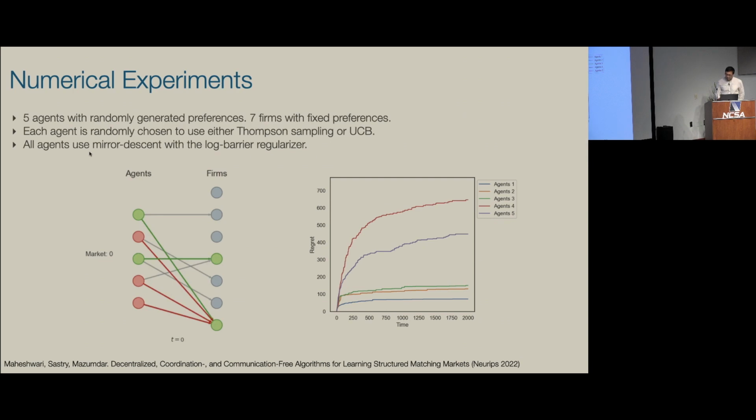And they're either going to use Thompson sampling or UCB randomly. You see that they really quickly learn to play the stable match, which is the one highlighted in blue and behind the green arrows. And on the right, we see the regret of our algorithm over time. No matter what, we see that they converge to this optimal match.